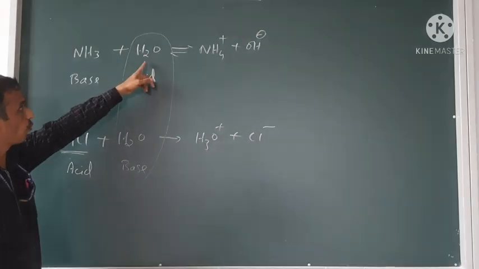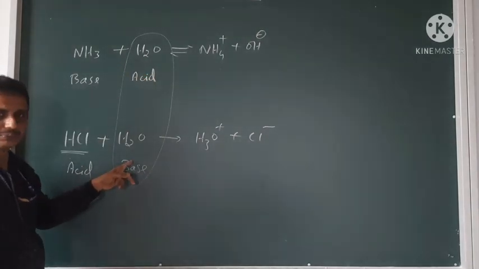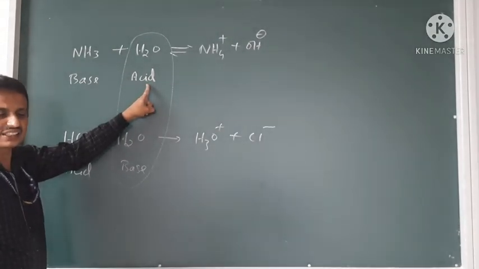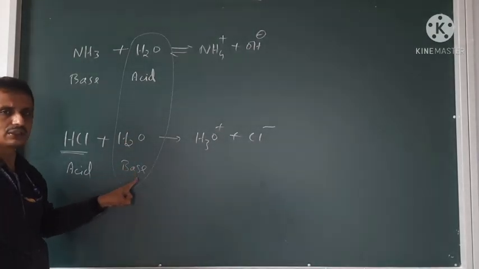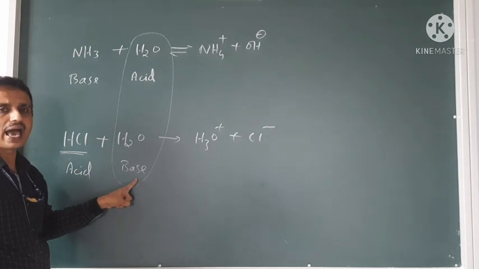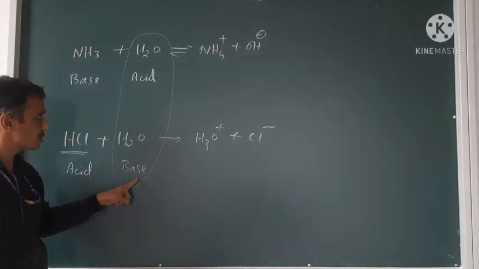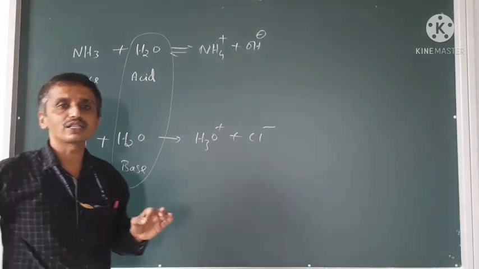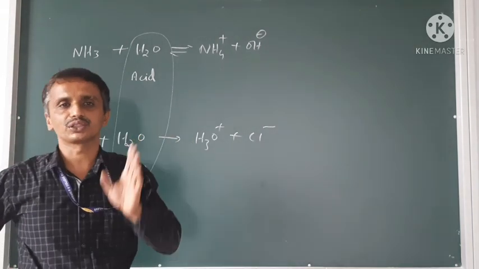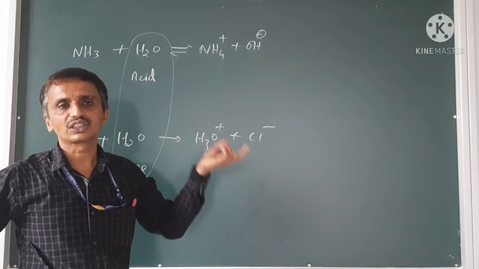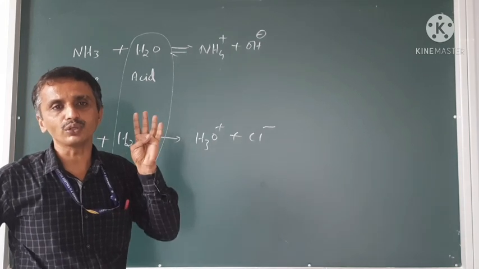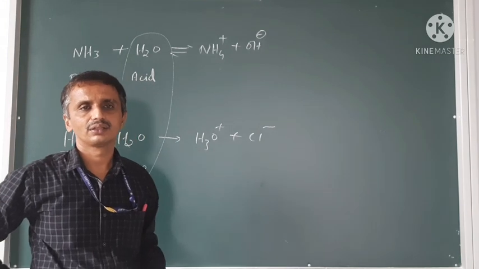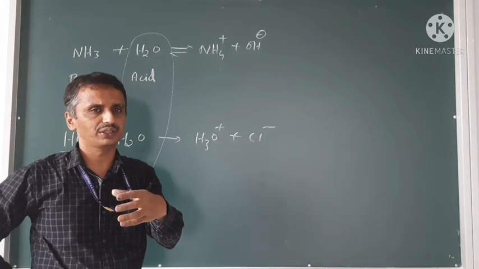See, water. In one reaction, water is acting as an acid. In another reaction, it is acting as a base. Such substances are called amphoteric substances. Substances which can act as both an acid and a base, not in the same reaction, but in different reactions.